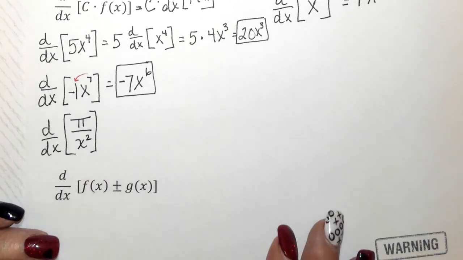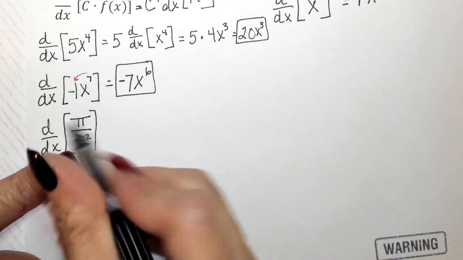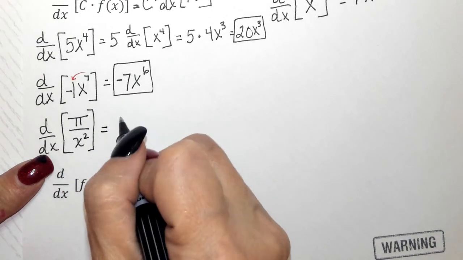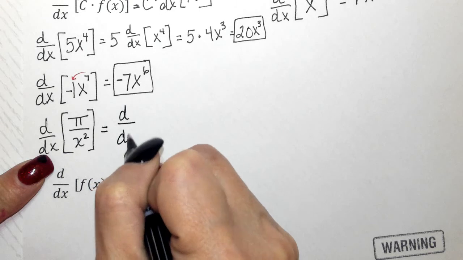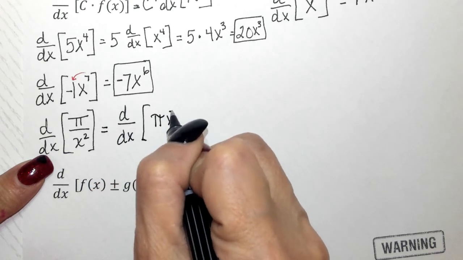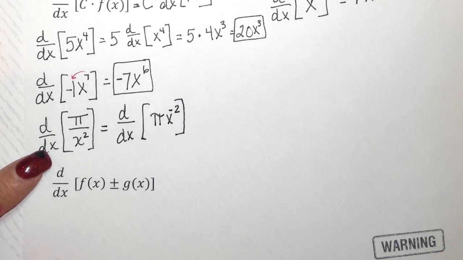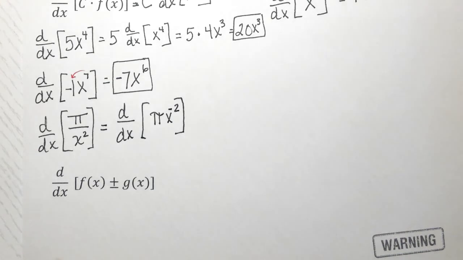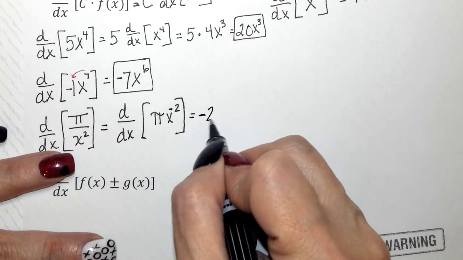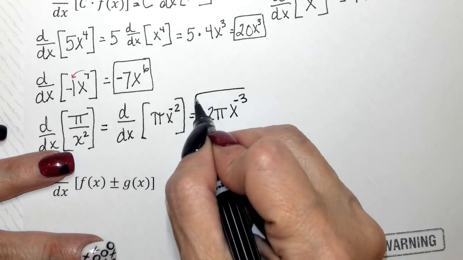Now, before you can work this one, you can't take the 2. It doesn't work if it's in the denominator. You have to rewrite this as the derivative of pi x to the negative 2. You have to bring those exponents up to the top, even though they're negative. This is the reverse of everything you've ever been taught about exponents, and then you work it. So it's negative 2 pi x to the negative 3 power.